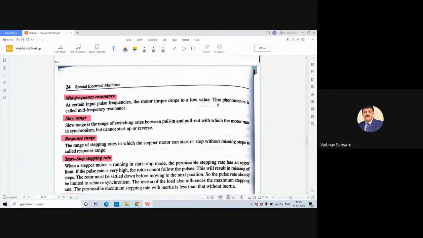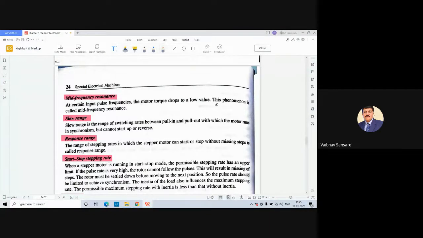Next, there is a terminology related to slew range. The slew range is the range of switching rate between pull in and pull out with which the motor runs in synchronism but cannot start up or reverse. These terms are not so important. Up to synchronism, that much terms are important.